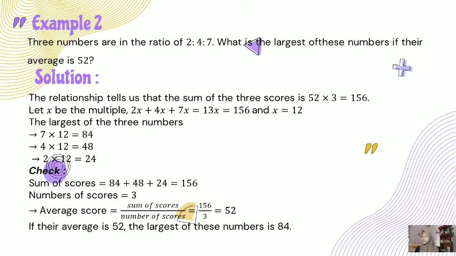The largest of the 3 numbers is 7 times 12 equals 84. And 4 times 12 equals 48. And 2 times 12 equals 24. And the check: sum of scores equals 84 plus 48 plus 24 equals 156. Number of scores equals 3. So average equals sum of scores divided by number of scores equals 156 divided by 3 equals 52. If their average is 52, the largest of these numbers is 84.